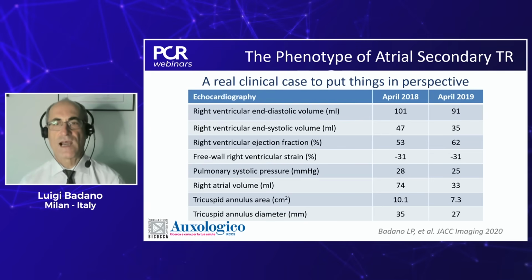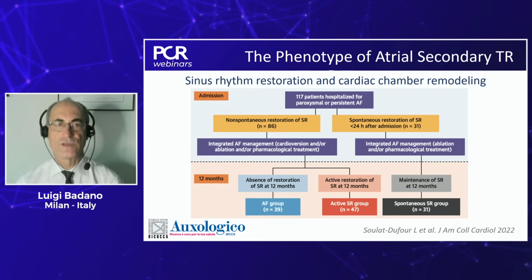And then just to summarize, if you compare the two echo studies performed 1 year apart, you will see that there was no great change in the size of the right ventricle. Of course, there was an improvement of the right ventricular ejection fraction while in sinus rhythm. The free wall strain didn't change. Pulmonary systolic pressure didn't change. What was impressive was the reverse remodeling of the right atrial volume and the tricuspid annulus area, which also justifies the decrease of the tricuspid regurgitation.